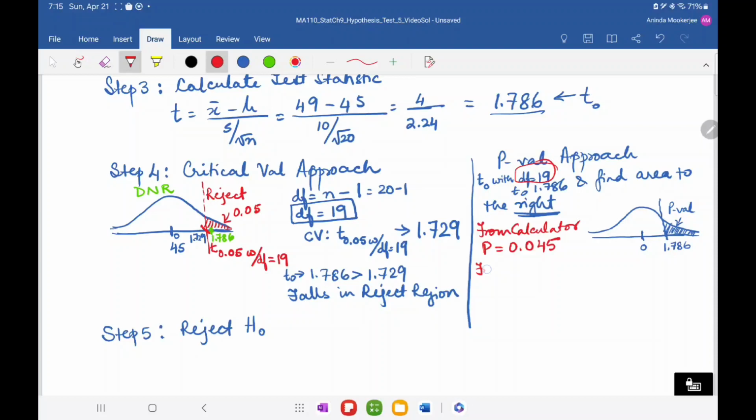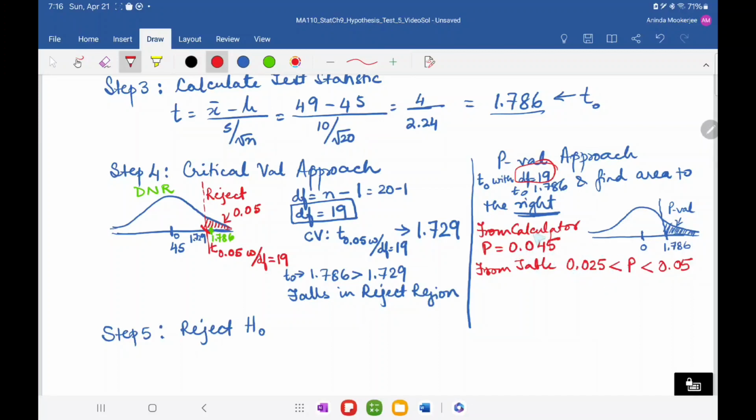So the way I'm going to write this is, from our table, 0.025 is less than P, and P is less than 0.05, and that matches with what we got from our calculator, the exact value, which is 0.045.